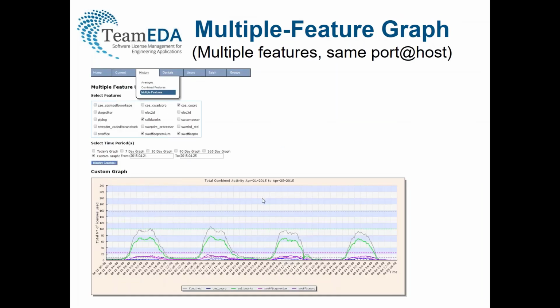Multiple feature graph is used if you want to see different features at the same ported host, same license server, and are those features used concurrently? Or, say, correlation of use. This would be a helpful report if you want to see correlation of use. So at one particular ported host, we have 15 different features, and then we just check off the features that we want to plot together here and give it a time period, and it gives us a nice little graph here.